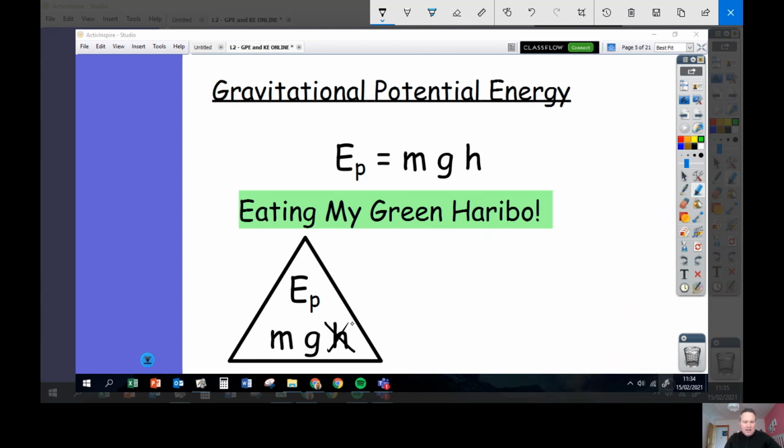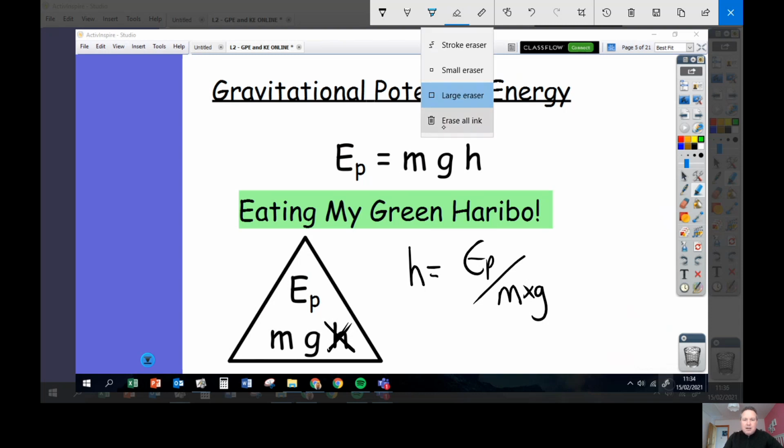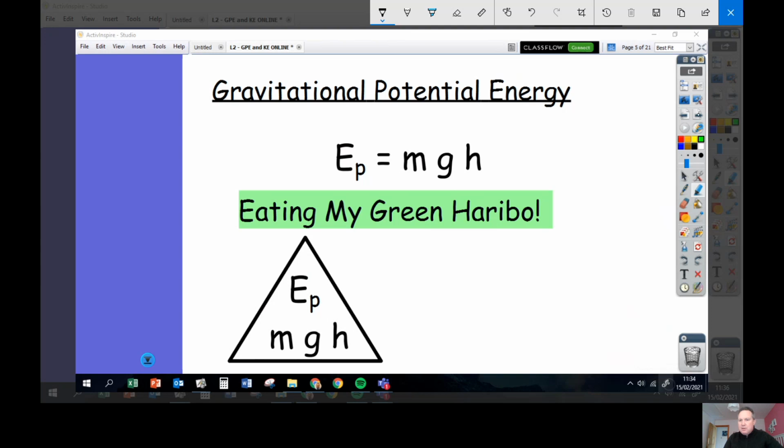If I want to work out the height something has been lifted up, I cover up the H. Height equals the energy divided by the mass times the strength of gravity. So these rearrangements work even with these big 4-letter triangles, nothing to be worried about. So any of those rearrangements can be done with that.